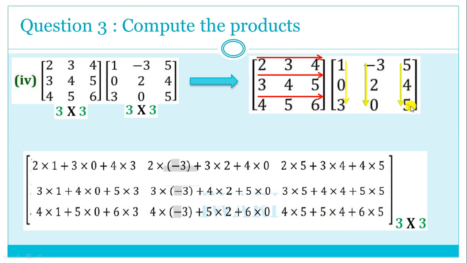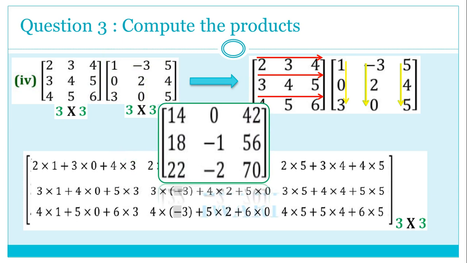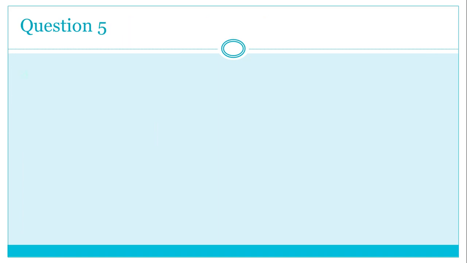After the whole solving and adding and subtraction and multiplication, this will be the resulting matrix that we will obtain. So after multiplying these two matrices, we will get this resulting matrix. So that's the procedure.